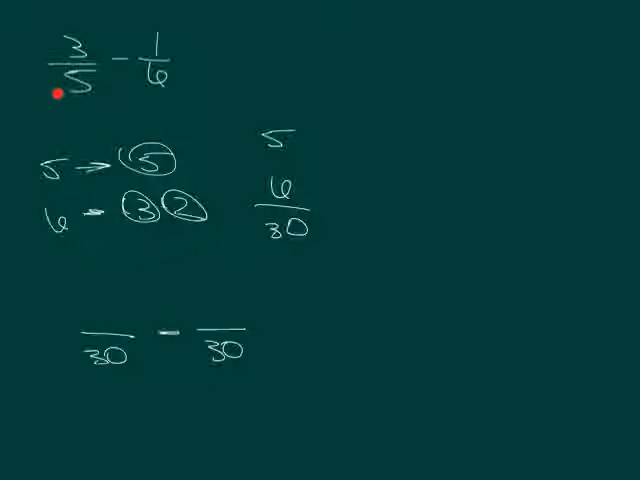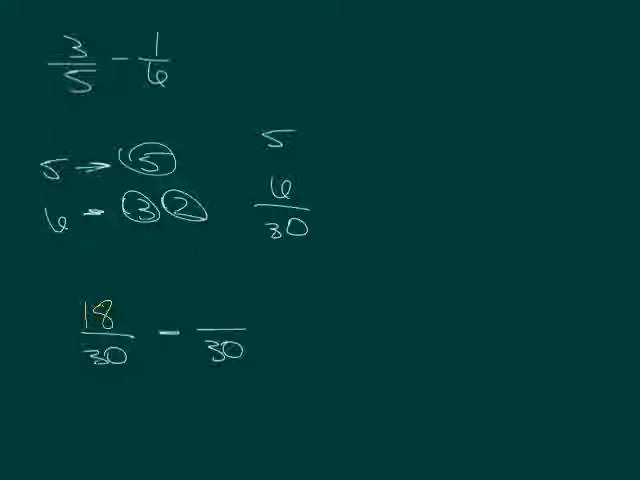So all I do is say, okay, well, what did I have to multiply 5 by to get 30? Well, I had to multiply 5 by 6 to get 30. So now I multiply 3 times that same 6. So actually 3/5 is 18 over 30.